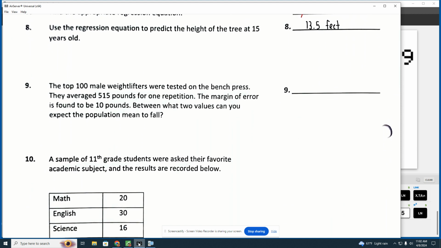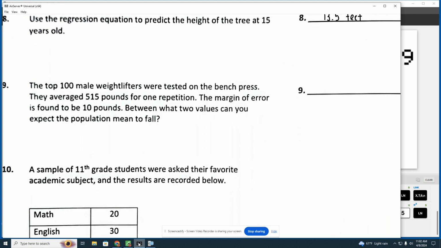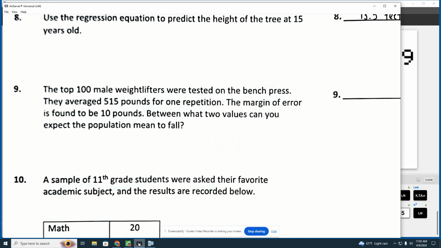All right, number 9 might be the easiest problem I've ever given you. We talked about this thing. It's called margin of error. Here's what I called it when I taught it. I said margin of error takes a mean for a sample and it applies it to the mean of the population. And when it does that, margin of error gives you a little wiggle room. That's what I called it. You got a little wiggle room.